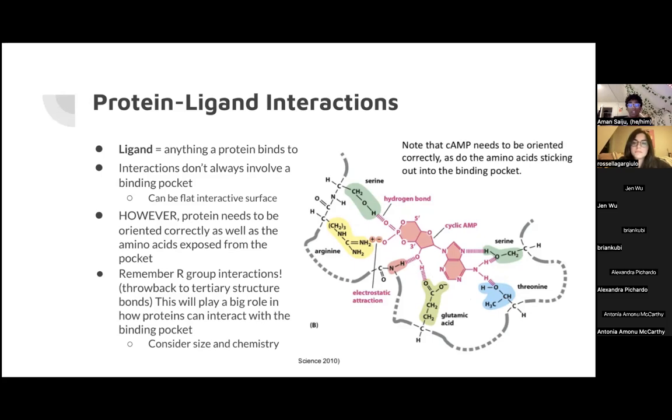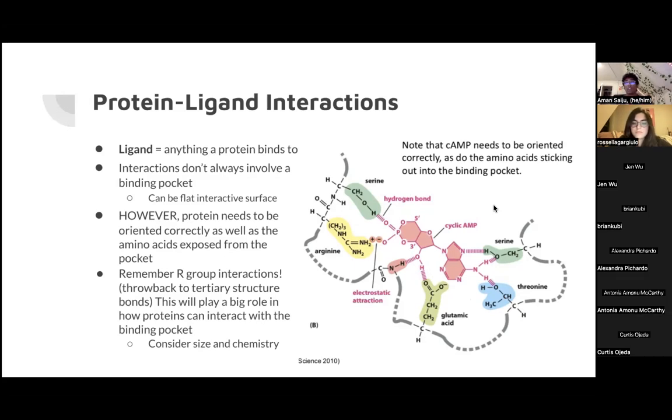And the key thing here is the R group interactions. If you remember your tertiary and quaternary structure, the R group interactions are the key interactions that define tertiary and quaternary structure, and then moving forward, define how that tertiary and quaternary structure interacts with other proteins, ligands, whatever the ligand is.